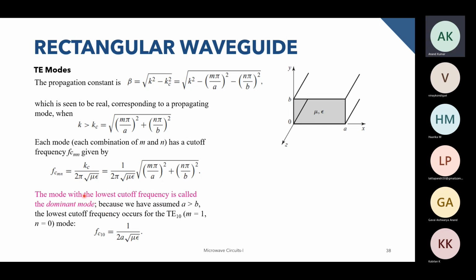What we can do is find out the lowest cutoff frequency, which will be for the TE mode. Since we know that a is greater than b, we're finding the TE10, where m is 1 and n equals 0, and it turns out that this will come out to be 1 by 2a root over mu epsilon. This is the lowest cutoff frequency that you can get with this formula, and it is called the dominant mode. So this is the lowest frequency that can travel in this particular waveguide.